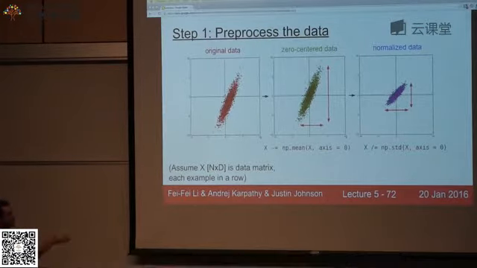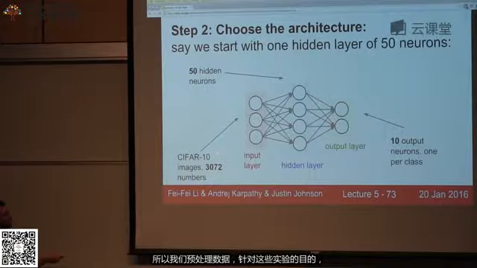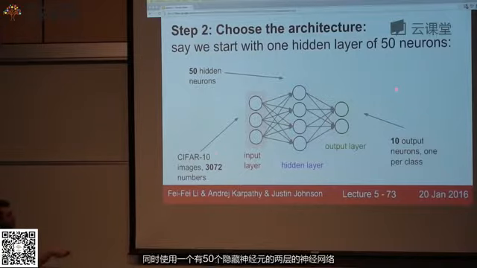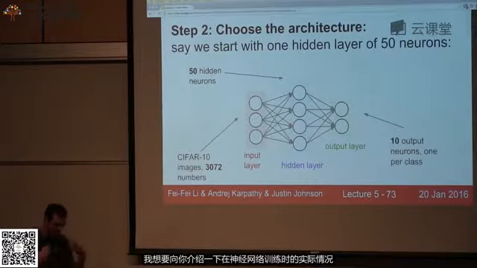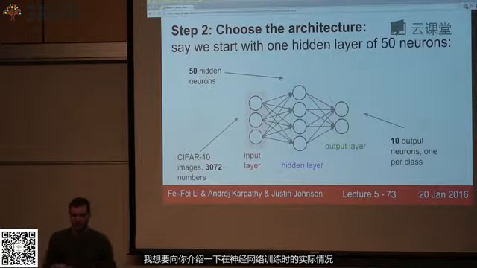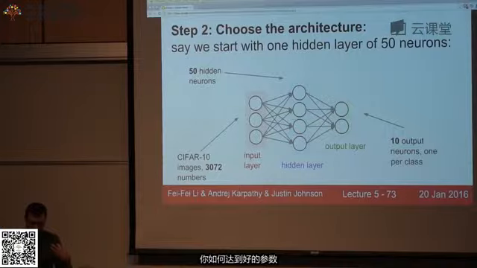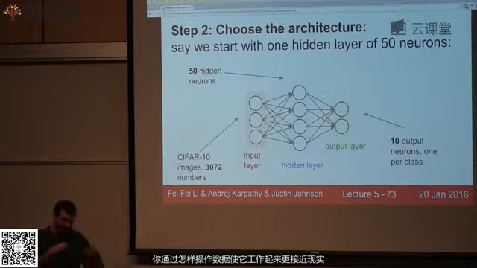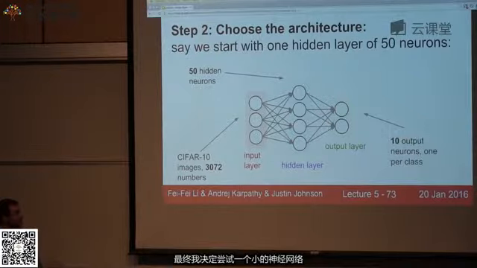OK, so we've pre-processed our data. For the purposes of these experiments, I'm going to work with CIFAR-10, and I'm going to use a 2-layer neural network with, say, 50 hidden neurons. I'd like to give you an idea of how this looks in practice when you're training neural networks. How do you play with it? How do you actually converge to good hyperparameters? What does this process of playing with the data and getting things to work look like in practice? And so I decided to try out a small neural network.